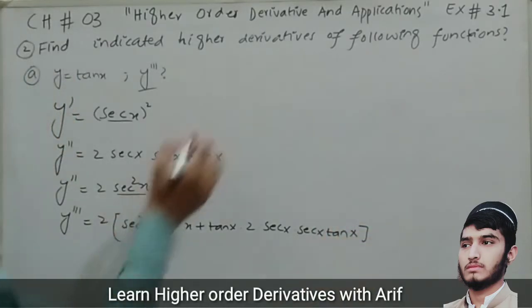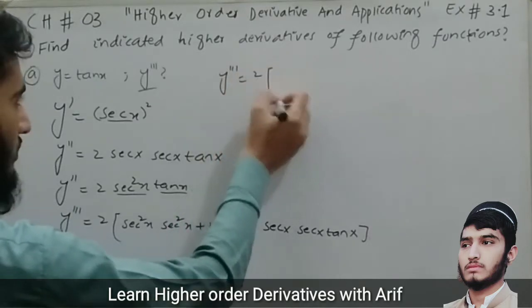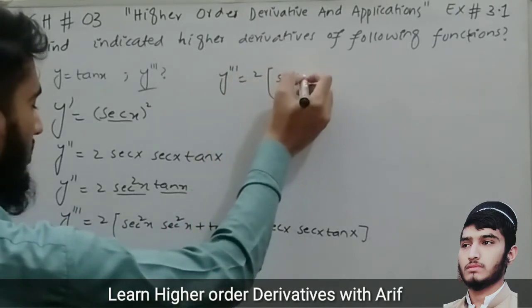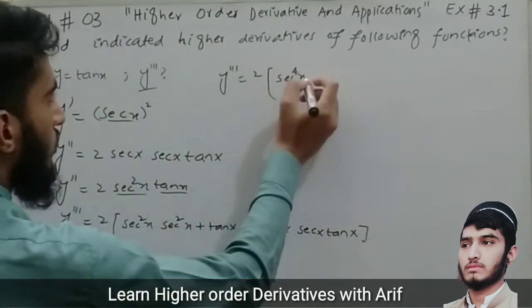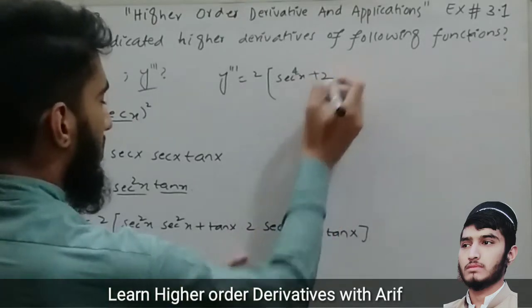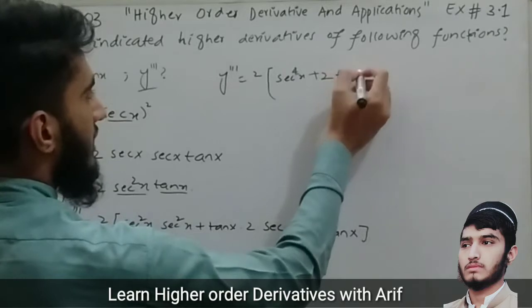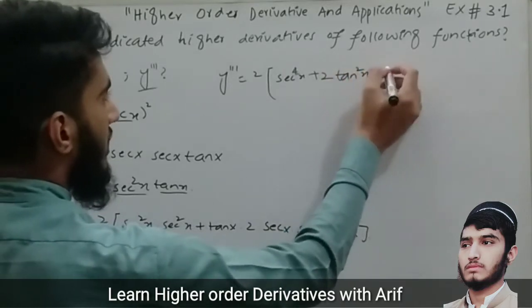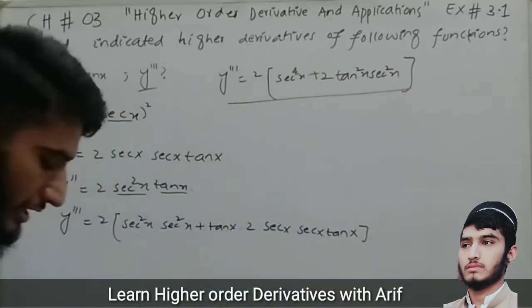Now by further simplification, y triple prime will be equal to 2 times of secant square x into secant square x, so it will give us secant raised to the power 4x, plus 2 times of secant x tangent x tangent x. So it becomes 2 times of tangent square x and secant square x. So this is actually the third derivative for part number A.